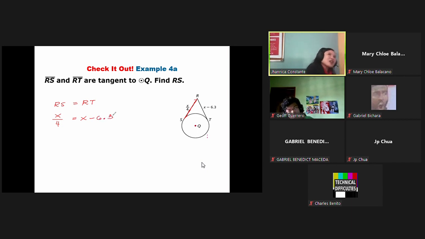Can you try what will be the value of x for us to find the exact measurement of RS?